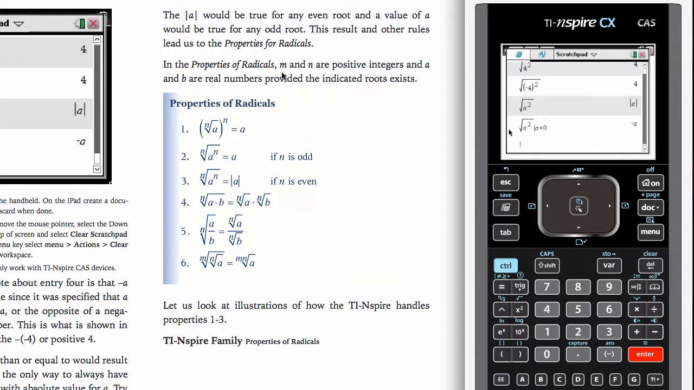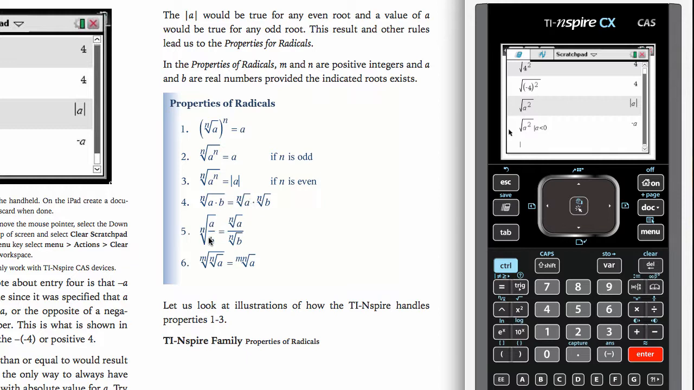Notice up here that m and n have to be positive integers, and a and b are real numbers, provided the indicated result exists. So if we're taking the 4th root of -3 times -2, and we split it apart into the 4th root of -3, you cannot take the 4th root of a negative number. So we cannot use this rule because the roots do not exist.